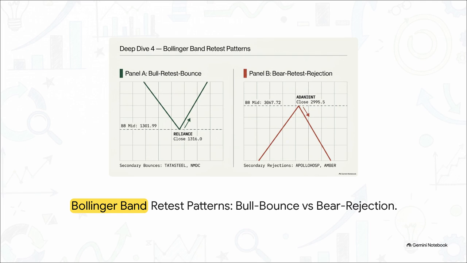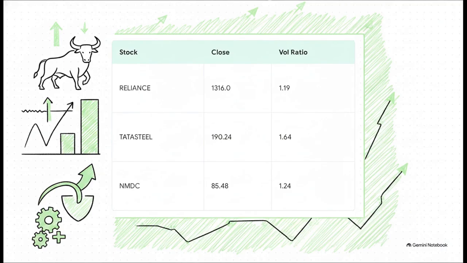This is where the price rallies up to the midband, completely fails to break through, and gets violently pushed back down. Let's look at the actual stocks triggering these exact patterns right now. Staring directly at the bull retest bounce data, we're seeing some really high-strength signals pop up in the heavyweights. Reliance, which closed at 1316.0, successfully held its Bollinger Band midline, accompanied by a really healthy volume ratio of 1.19.